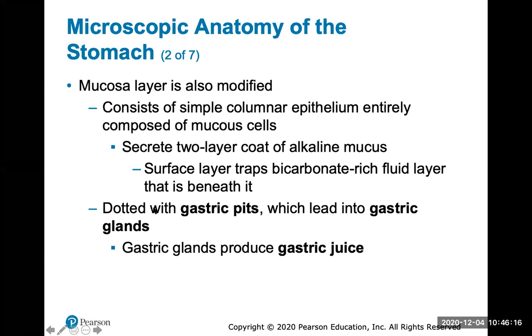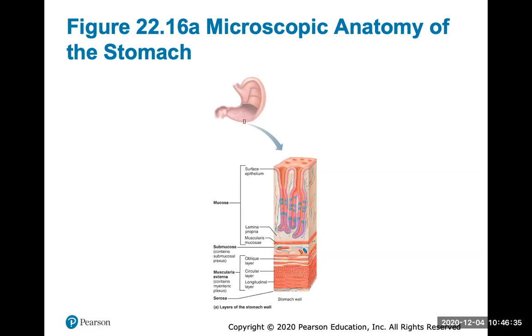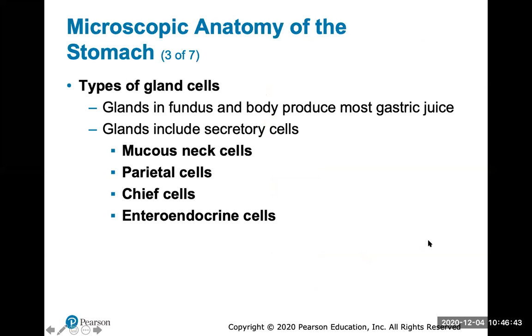The mucosa layer has what we call gastric pits, which lead into gastric glands. And these gastric glands will produce gastric juice that helps with digestion. The mucosa layer also contains more alkaline rich mucus that helps to counteract the acidity of the stomach. So here's a look at the mucosa layer and how it has these gastric pits in them and the other layers of the tunic found below.